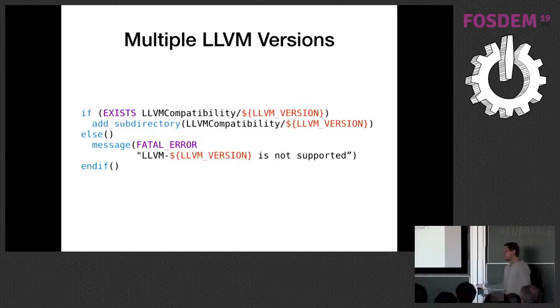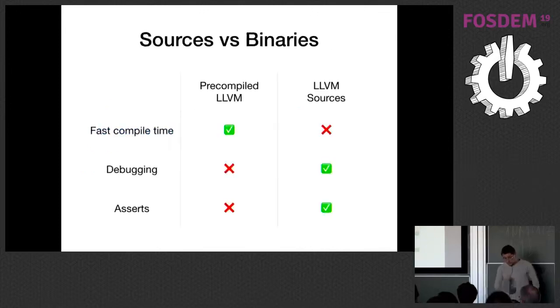The real code is a bit more sophisticated, but this is just an example taken from our CMake file. It just checks if there is glue code for the version, then it picks it up. Otherwise, error. So far I was talking only about the case where you compile your tool against a precompiled version of LLVM.